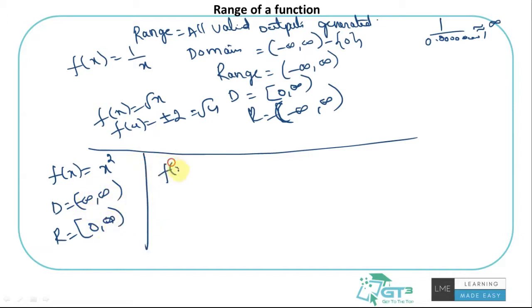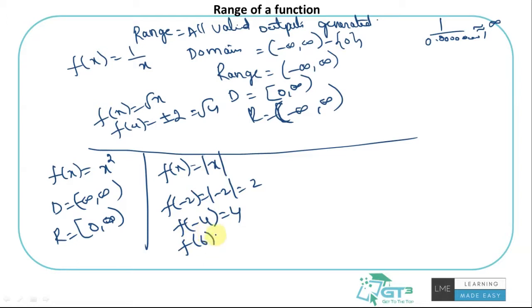If I say f of x is equal to mod x, right? If you don't know, mod x is the absolute value. Whatever I throw as input, it should always give me only the value of it, ignoring the sign. So f of minus 2, mod of minus 2, is 2. F of minus 4 is 4. F of 6 is just 6, right? So for this, the domain is everything. I can give everything under the sun, minus infinity to infinite, but the range will be only positive. Again, the same thing, right? It cannot have negative, so it will only have positive.